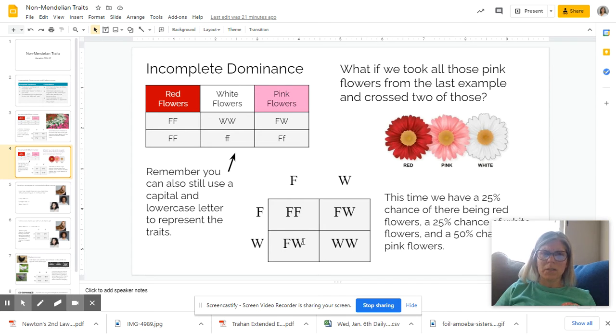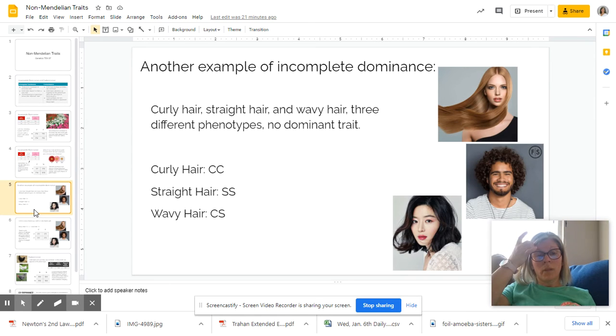So just keep in mind with this incomplete dominance, there is no dominant or recessive. You actually end up with a whole new trait that's blended together. This is another really good example: straight hair versus curly hair. And then you've got that in between, which is wavy.